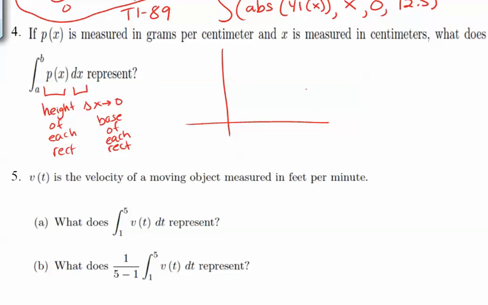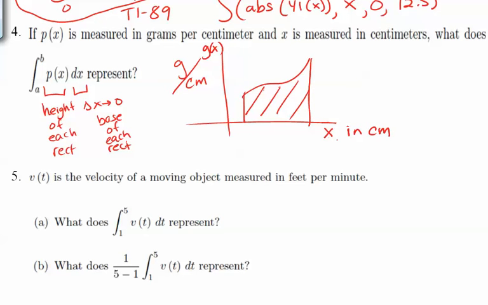So if we were going to graph such a problem, if p of x is measured in grams per centimeter, that would be the units on our y-axis. Here, of course, it's our g of x axis. And our x units then are measured in centimeters. So that when we do the area under any such curve, we're taking the y units times the x units. So grams per centimeter times centimeters would produce an answer in grams.